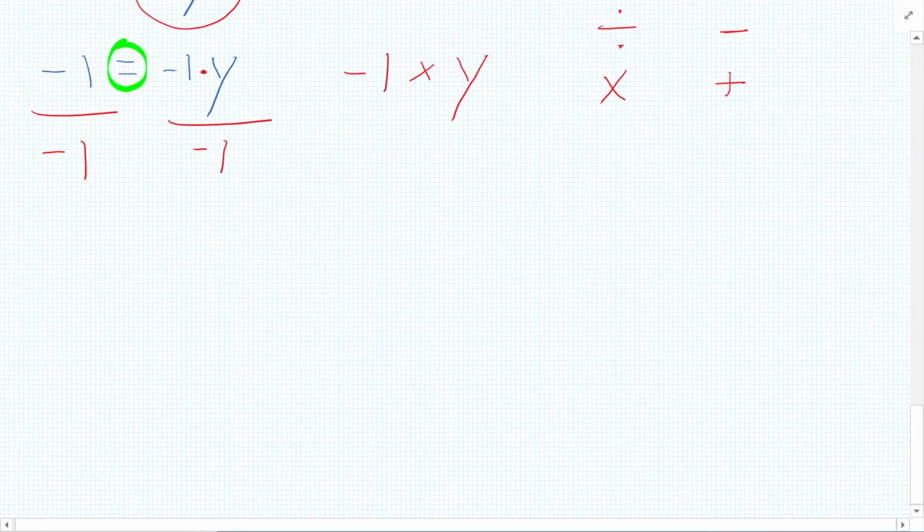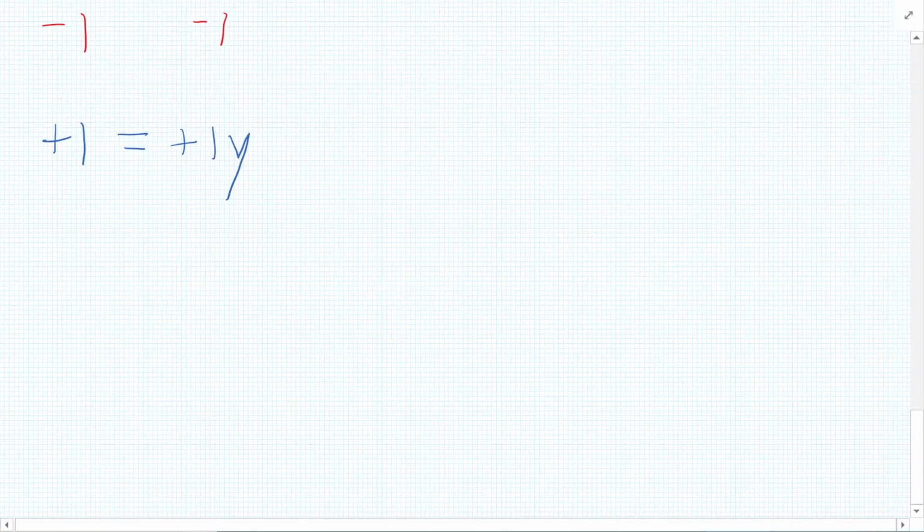This is where the magic happens, okay? Negative 1 divided by a negative 1 is a positive 1. Equals negative 1 divided by a negative 1 is a positive 1y. Okay. We don't need to write the plus in front of the 1, because there's no other numbers nearby. 1 equals plus 1y. We could say plus y, but there's no number in front of it, so we're just going to write 1 equals y.